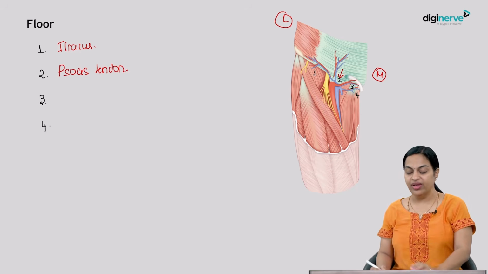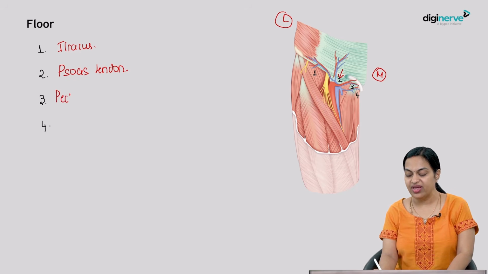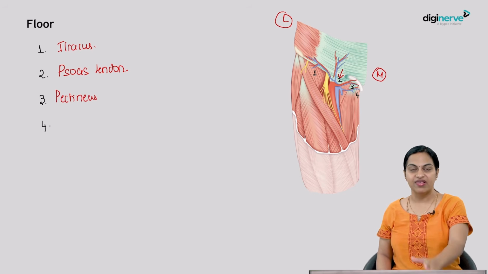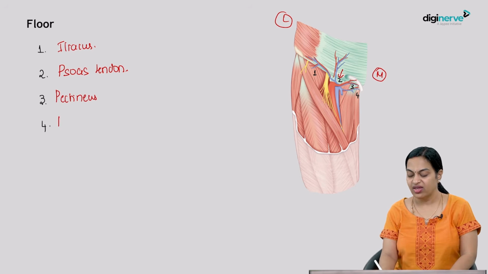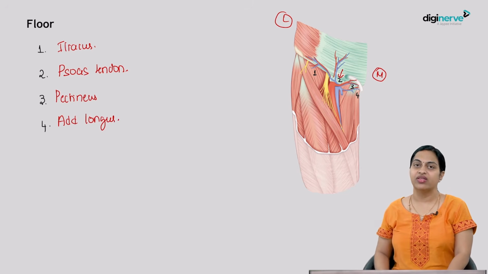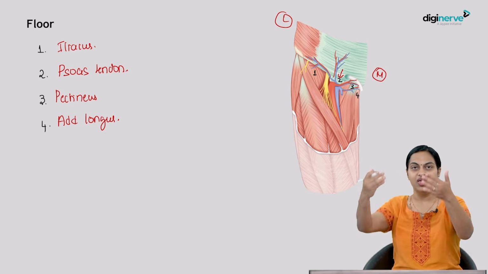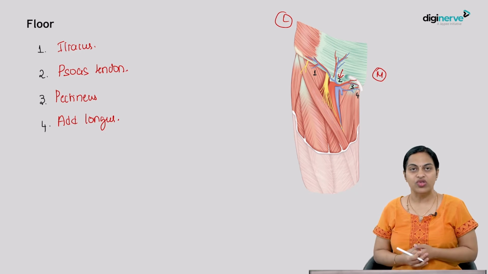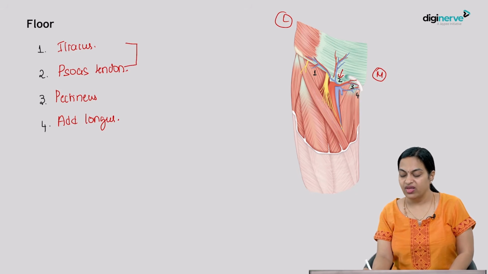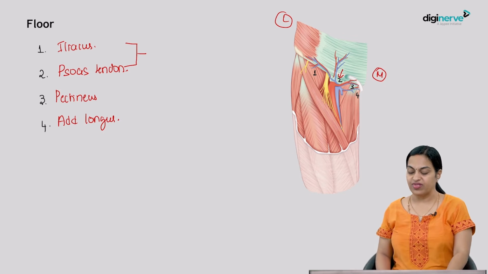And more medial to it, we get to see pectineus in the floor. This pectineus is a muscle in the medial side of the thigh. Adductor longus, seen next to it, is also a muscle in the medial side of the thigh. Whereas the iliacus and psoas are coming from the posterior abdominal wall to reach the thigh. Okay, so you shouldn't have a problem in identifying the floor muscles, which can be pinned in your spotters.